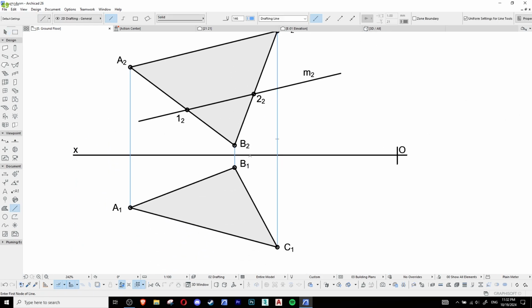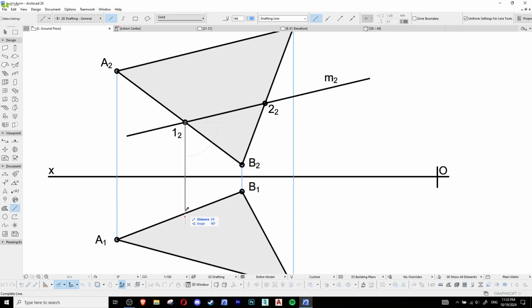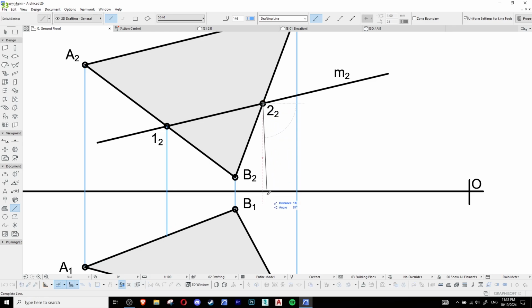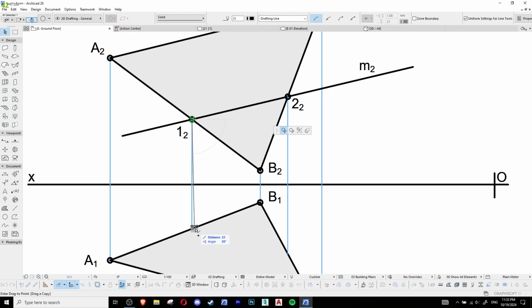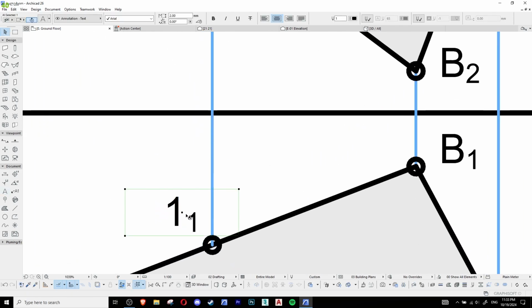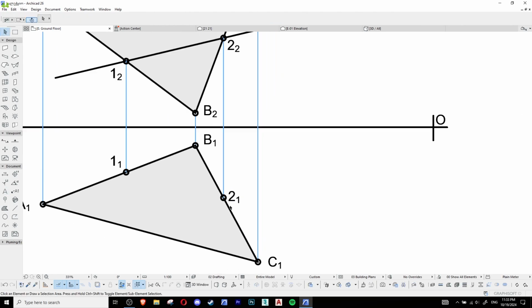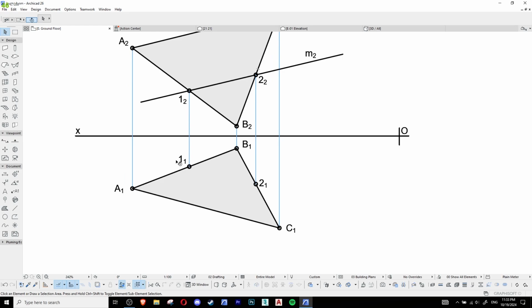And now we need to pay attention at something. Point 1 is resting on AB edge here, or side. Likewise, its horizontal projection should also be resting on AB. So let's just project it down here. Likewise for point 2. There you go. And let's mark the points here and here. And also let's give them their respective names. 1, 1 and 2, 1. Like this. And since line M was defined by the points 1 and 2 here in frontal projection view, it's going to be defined with the exact same points.